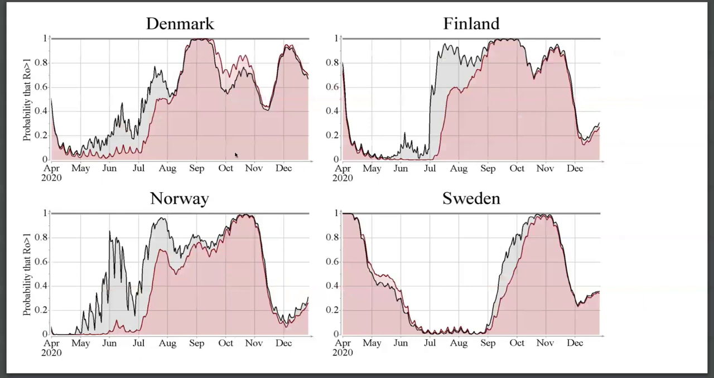And this is another picture with the same numbers, but this is the probability that your reproduction number is bigger than one. And you can see, for example, here, with a probability of about 80%, the epidemic is growing only because you have a supply of people from abroad. And if you closed the border, the epidemic could decline somehow here.